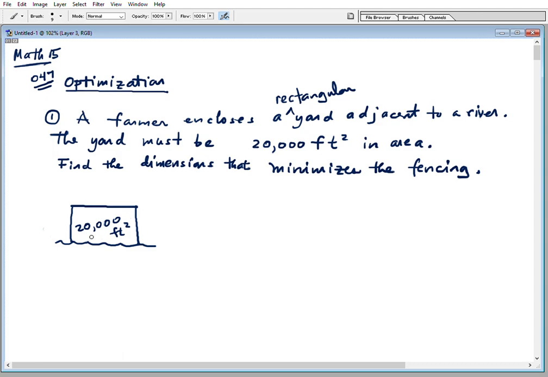Okay, so here's the picture. So if this side is x and this side is y, this side would be x as well, and this side does not require a fence. That's the assumption because it's along the river. All right. Okay, so the perimeter, that's what we want to minimize, is 2x plus y. So that's what you want to minimize. Minimize the fencing needed for that area.